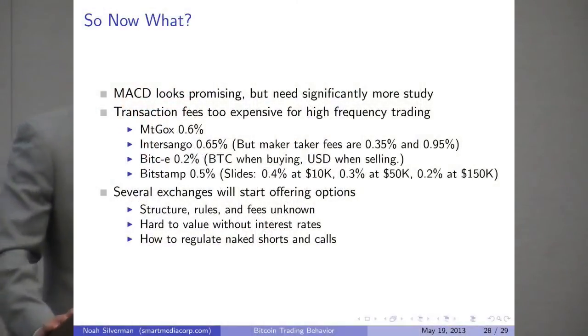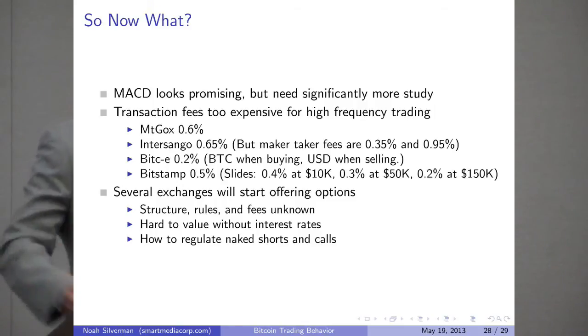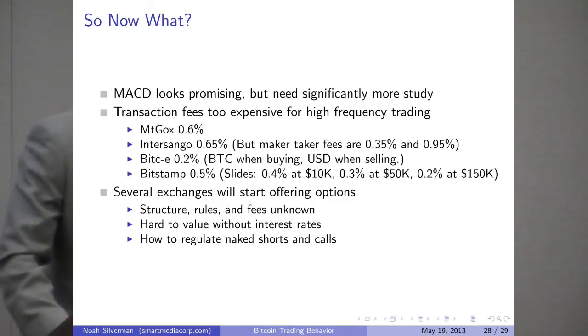So now what? The MACD is promising, but you really need to do a lot more study, and you'd want to build this thing and test it just trading on paper going forward for a month and see how it looks, and you'd want to play with different lags and different time periods and so on to see what's better.